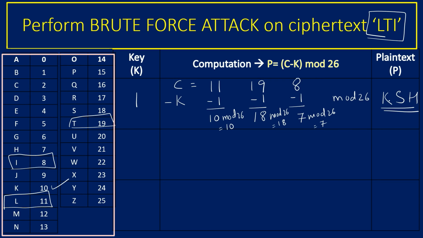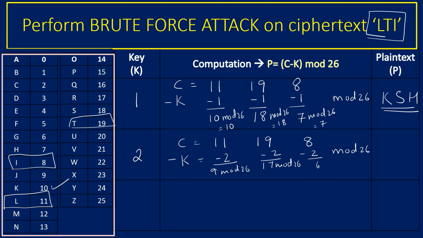As you can see, the word KSH does not make any sense to the attacker, and hence the attacker now moves to using the key K equal to 2. So he again takes the ciphertext numbers, that is 11, 19 and 8, and does a modular subtraction with the key, that is he subtracts 2 from each of these numbers using mod 26 arithmetic. So 11 minus 2 is 9 mod 26, 19 minus 2 is 17 mod 26 and 8 minus 2 is 6 mod 26. Now 9 mod 26 is 9, 17 mod 26 is 17 and 6 mod 26 is 6.